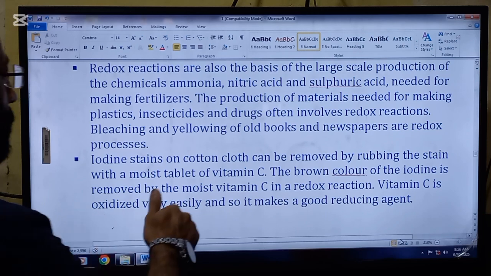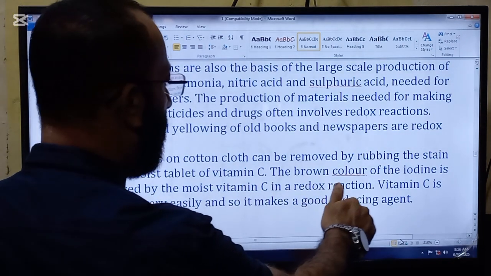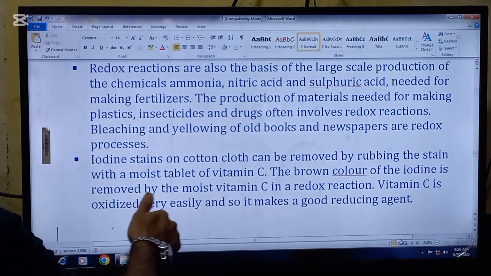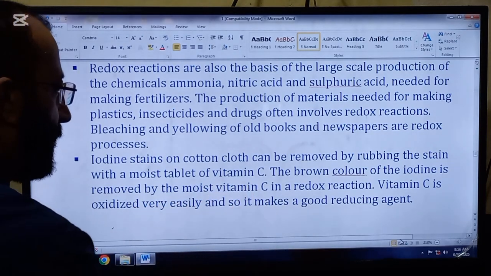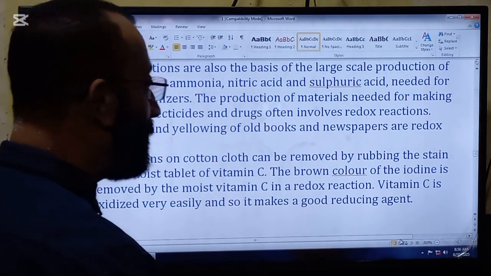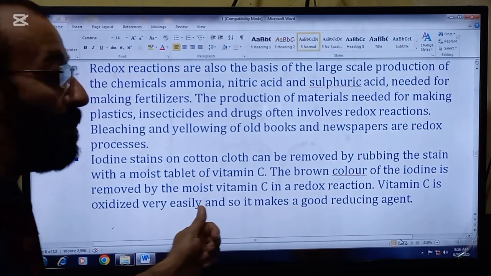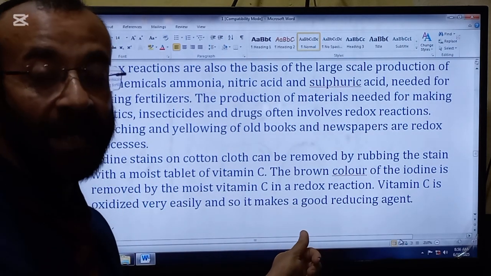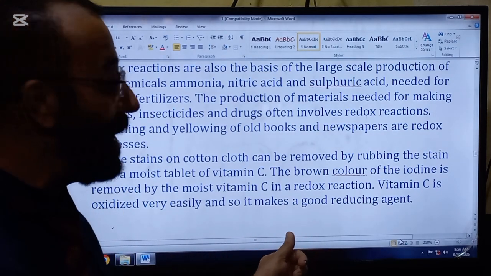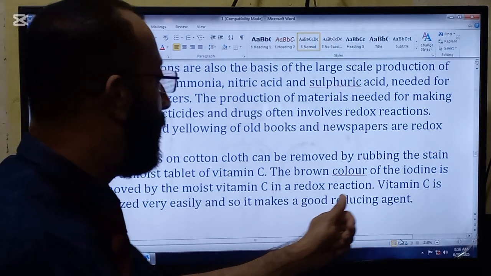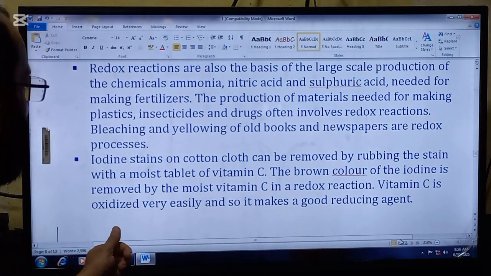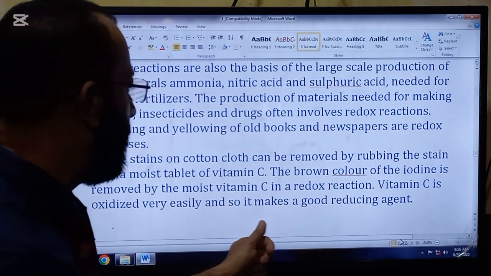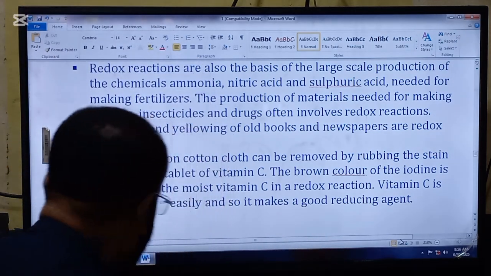Iodine stains on cotton cloth can be removed by rubbing the stain with a moist tablet of vitamin C. The brown color of the iodine is removed by moist vitamin C. So this is another example from everyday life. Vitamin C is oxidized very easily and so it makes a good reducing agent.